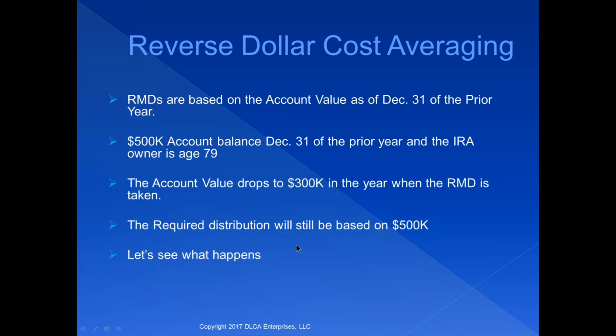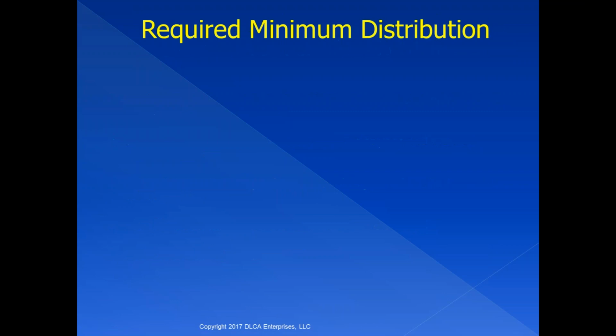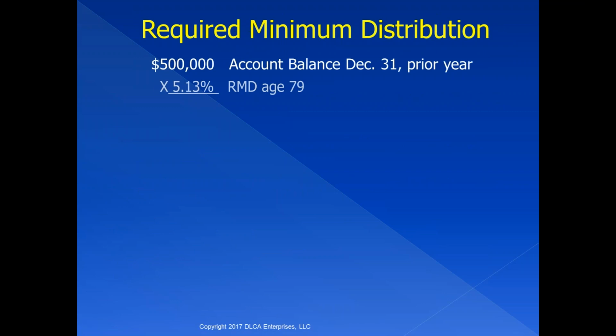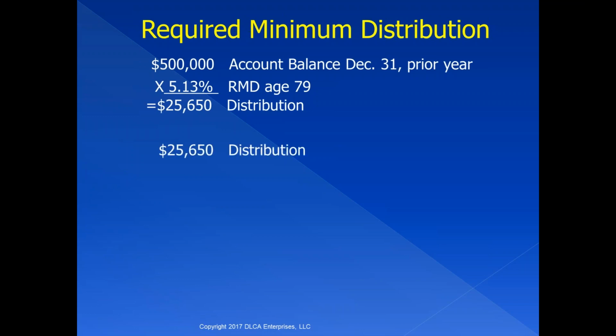Here's the problem, and this is the rub. This required minimum distribution is still going to be based on that original $500,000, even though they've only got $300,000 left. Let's see what happens. We had a $500,000 account balance at December 31st of the prior year. The individual's age 69. The RMD percentage is 5.13%. They're going to have to take out $25,650 no matter what happens during that year. But before they took out the distribution, the market dropped. So let's take that distribution and divide it by the current account balance.